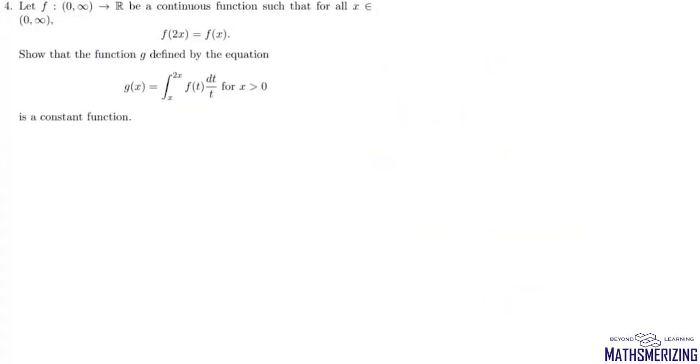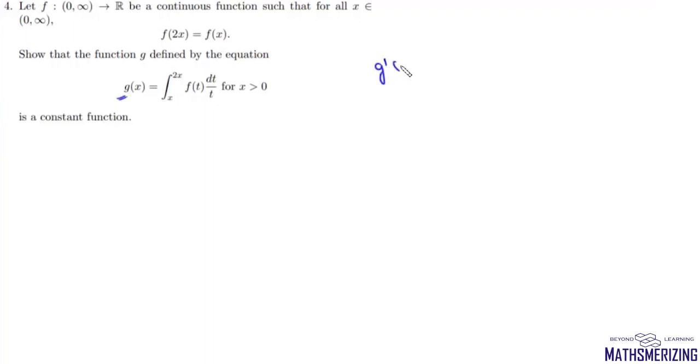Question number 4, it is a very simple question. It says there is a function f defined from 0 to infinite to R, and it's a continuous function such that f(2x) is equal to f(x). It says show that the function g defined by this equation, g(x) equals integral from x to 2x f(t) dt upon t for x greater than 0, is a constant function. So if it is a constant function, then its derivative must be 0.